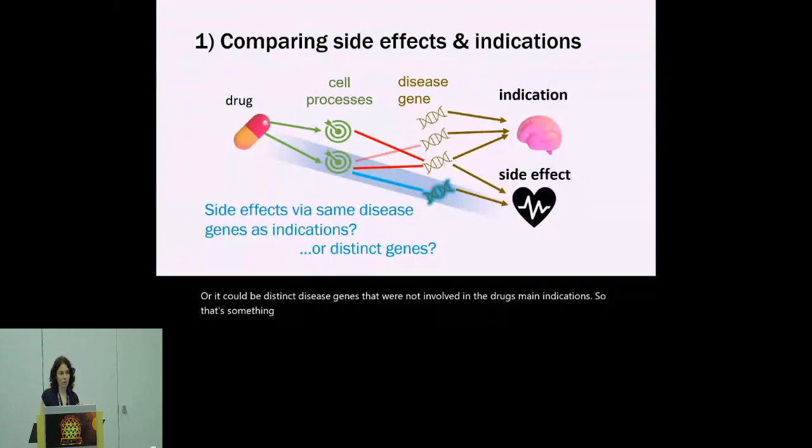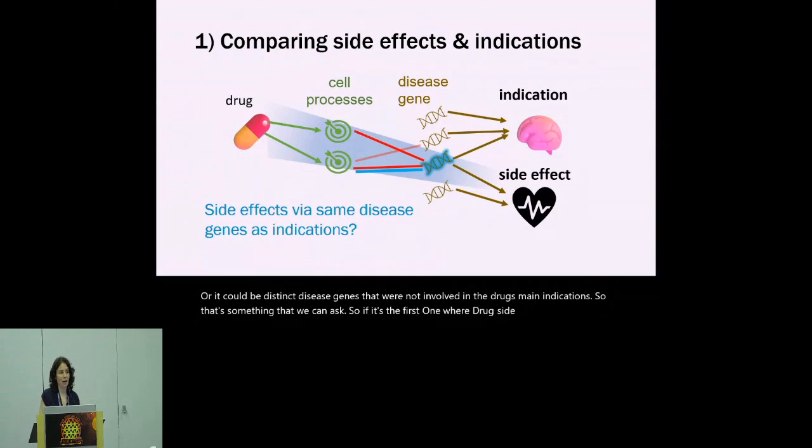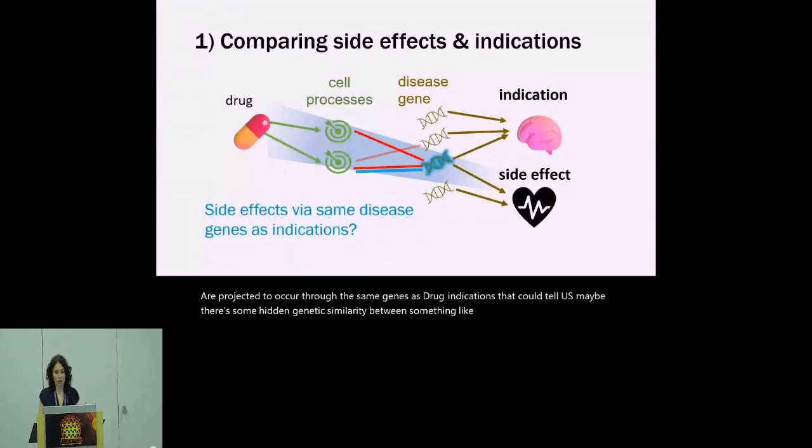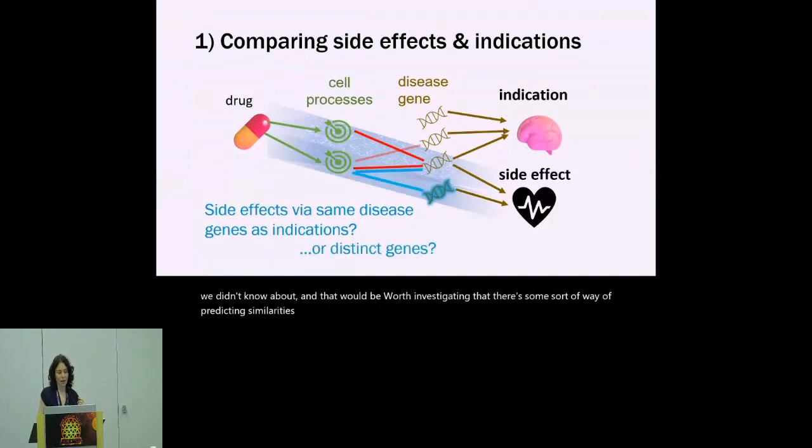If it's the first one, where drug side effects are projected to occur through the same genes as drug indications, that could tell us maybe there's some hidden genetic similarity between something like arrhythmia and psychosis that we didn't know about, and that would be worth investigating, that there's some sort of way of predicting similarities between indications and side effects. If it's different, then that could also be exciting because it could suggest a new way to distinguish drug indications and side effects.